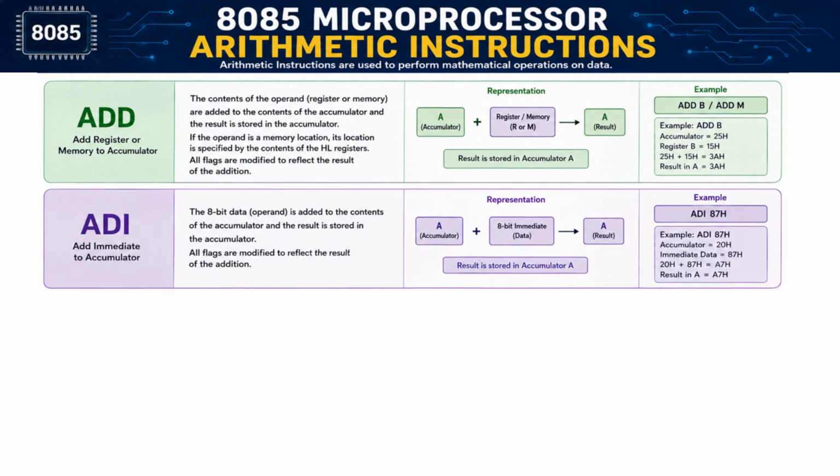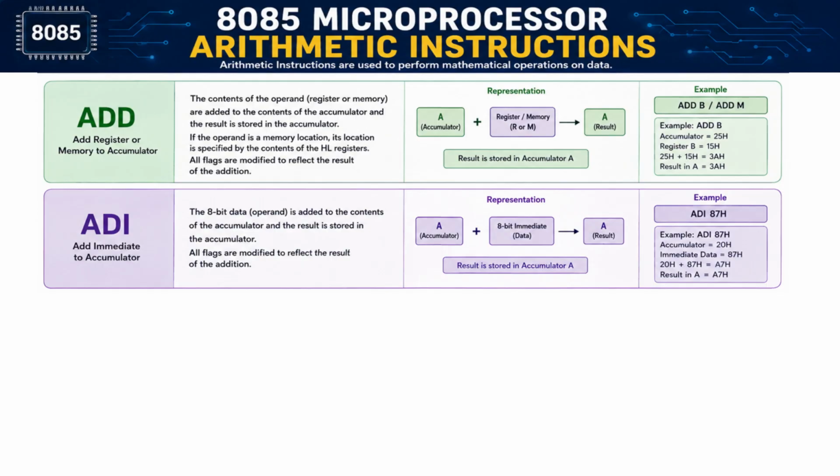Now let's move to the second instruction, which is ADI. ADI stands for add immediate to the accumulator. The word immediate means the data is directly written inside the instruction itself. Unlike ADD, where the data comes from a register or memory, here the processor adds an 8-bit immediate value directly to the accumulator. Again, the result is stored in the accumulator and all the flags are updated. If we observe the representation, accumulator A plus 8-bit immediate data gives the result stored in the accumulator.